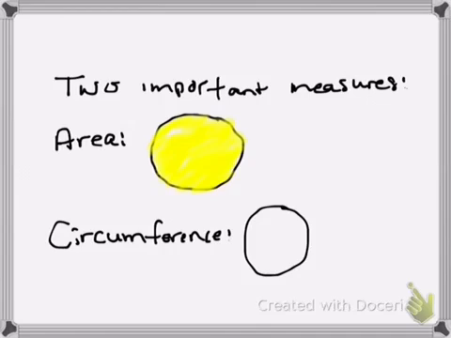The circumference is kind of like the perimeter of a circle. The circumference, picture a circle as a string that's tied, and if you untied it and stretched it out and measured the string, that would be the circumference.